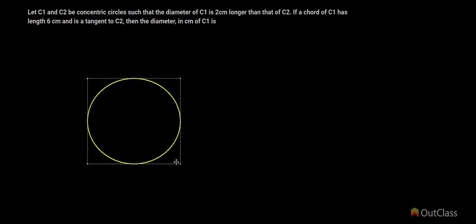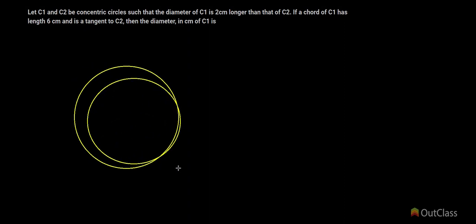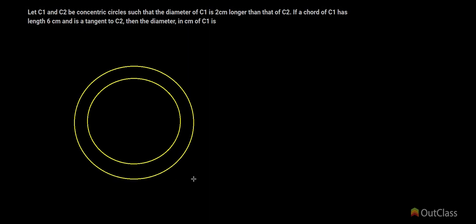Let C1 and C2 be concentric circles such that the diameter of C1 is 2 cm longer than that of C2. If a chord of C1 has a length of 6 cm and is a tangent to C2, then the diameter of C1 is how much? So concentric circles means they have the same center. They're asking for the diameter of C1, which is the outer circle. C1 is outer because the diameter is longer.